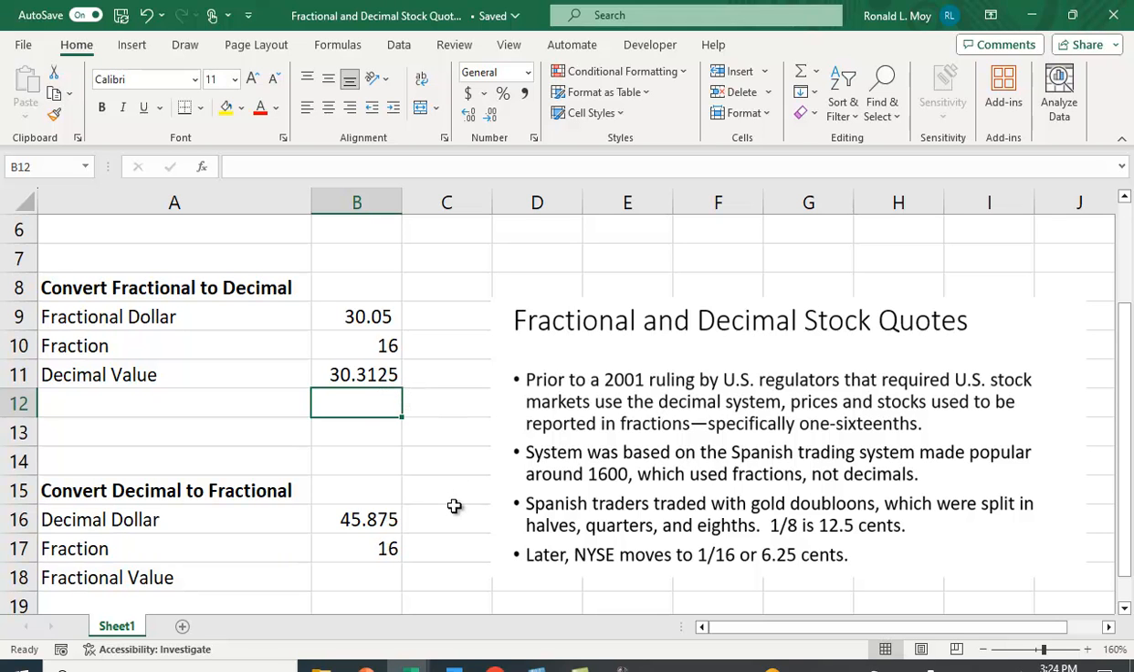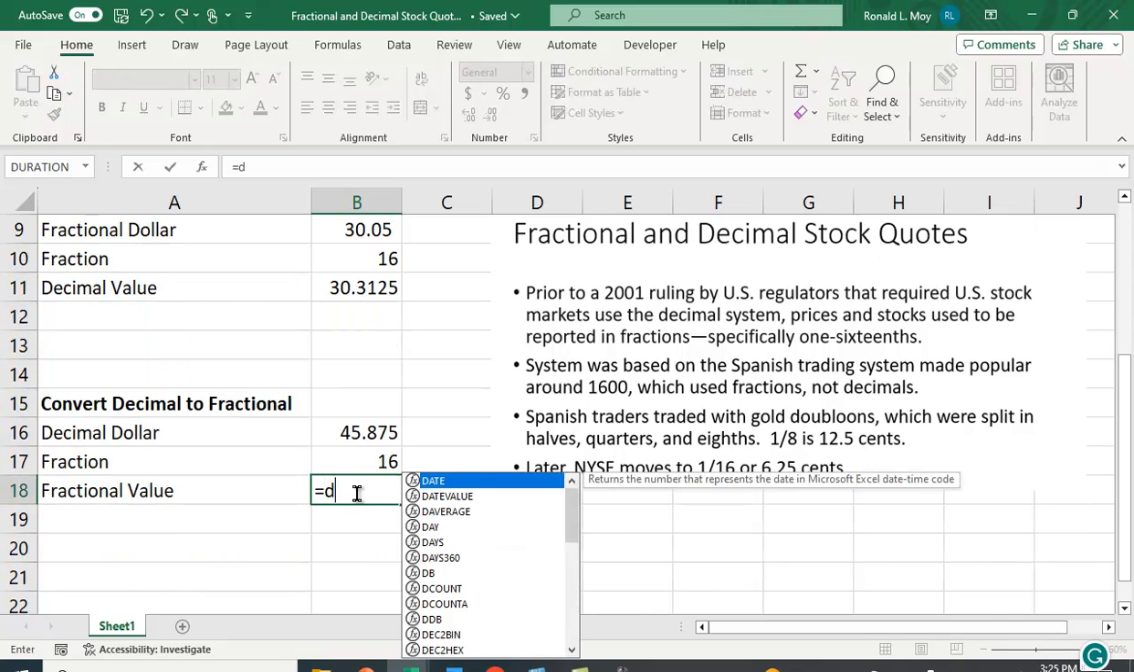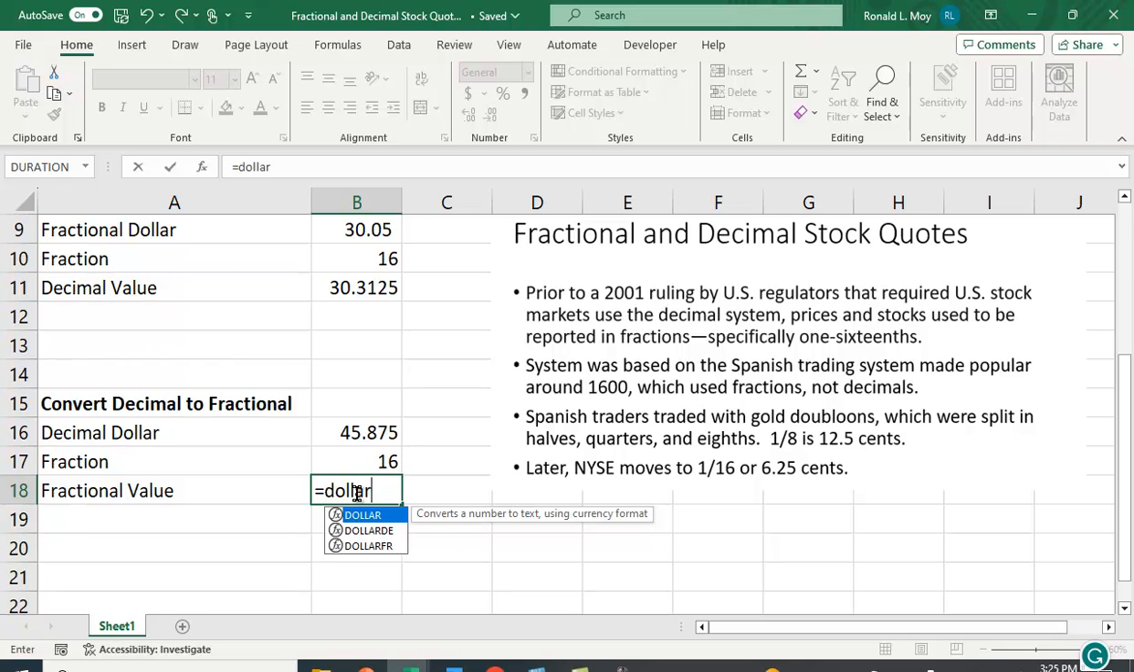Now suppose you see the quote the other way. So you see it quoted as the decimal dollar. Here I have 45.875. Again, we could figure out what this is, or we can use the function in Excel, which in this case is DOLLARFR. This is going to be the fractional format. Again, it asks us for the decimal dollar version and the fraction.